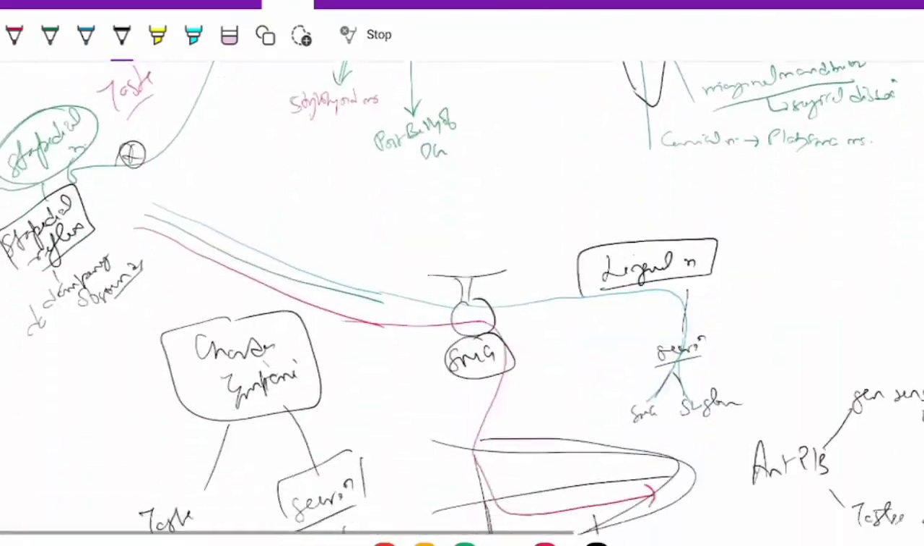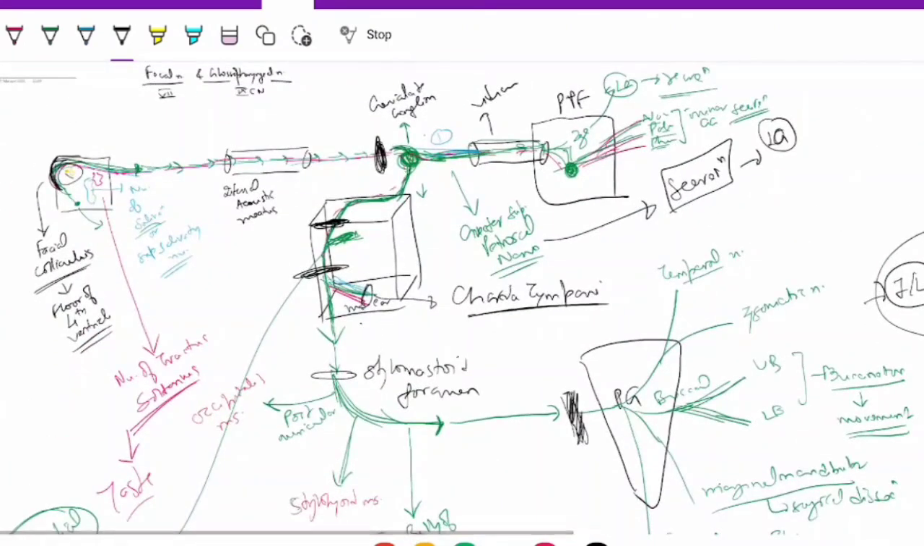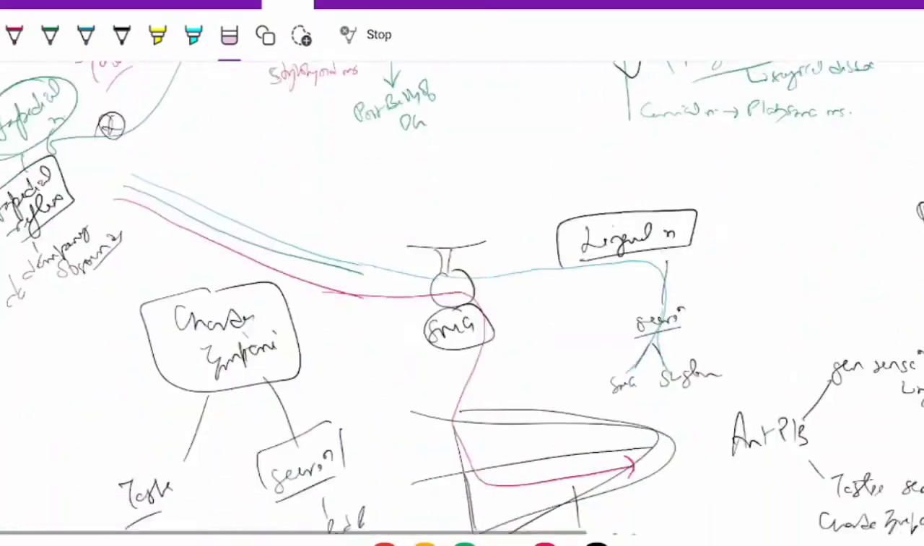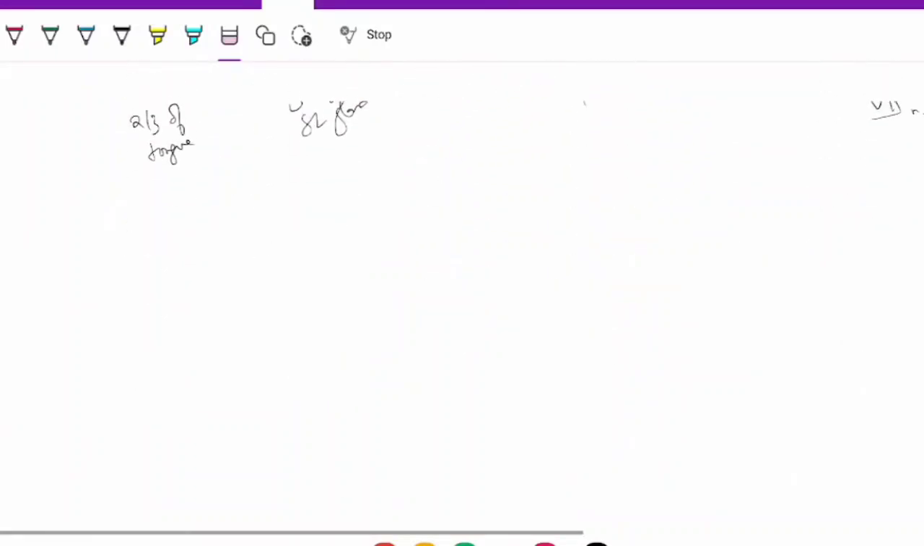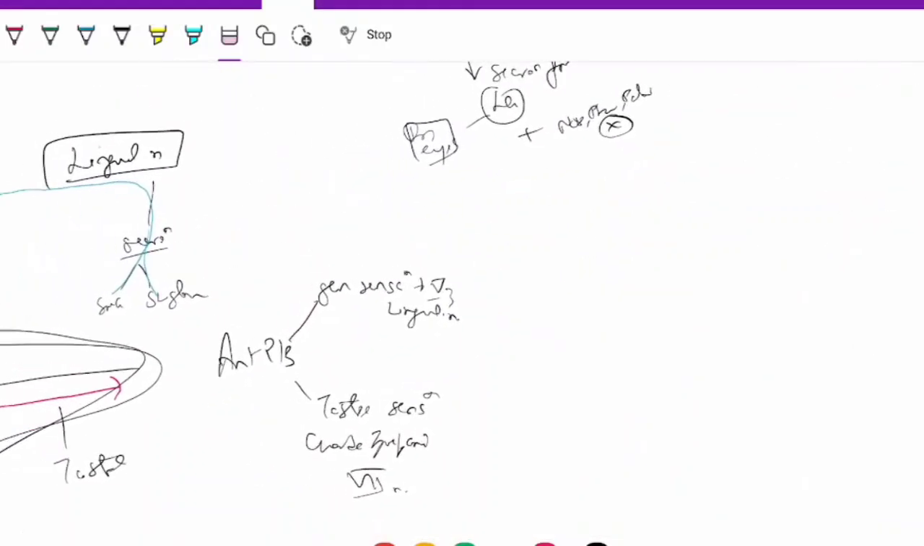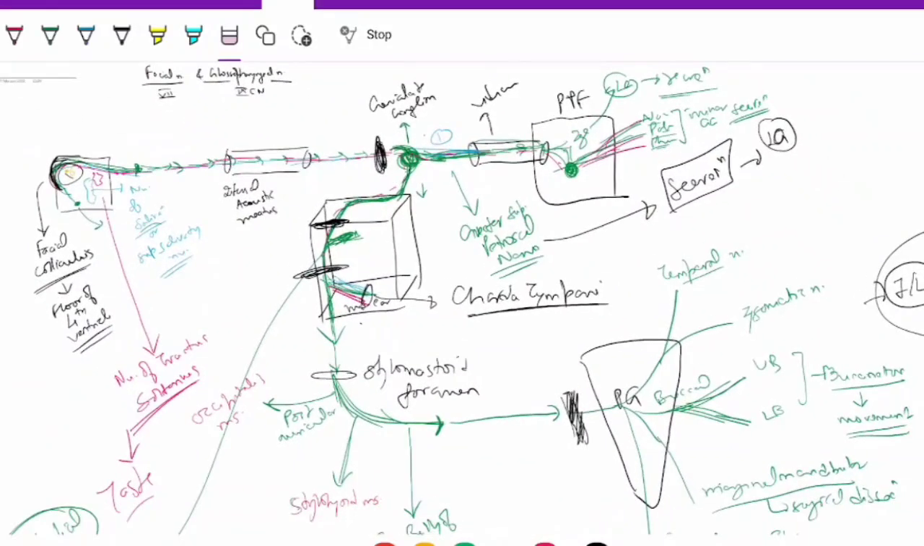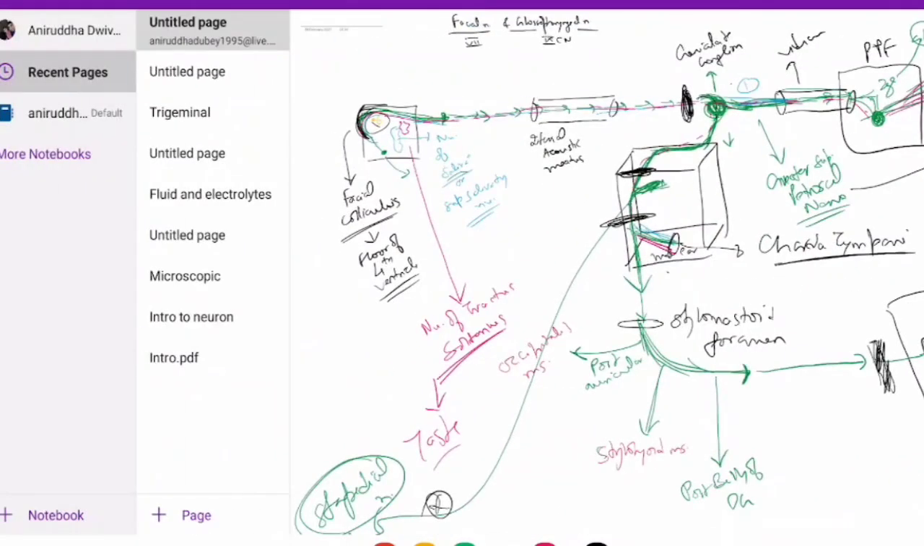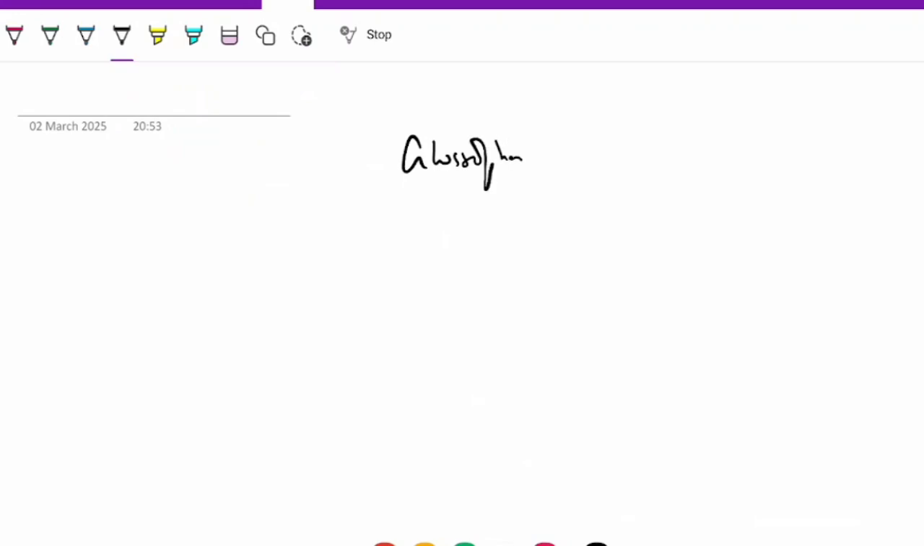Now we'll move on to the next cranial nerve, that is glossopharyngeal. So I'm not rubbing this off, I'll just go down. I hope I have a lot of space. Okay, we don't have a lot of space, so we'll create one more page. Here we will talk about the ninth cranial nerve, known as glossopharyngeal.